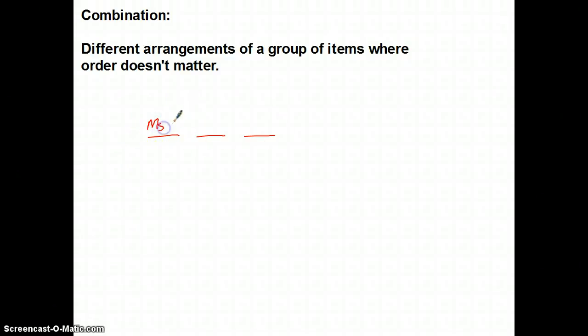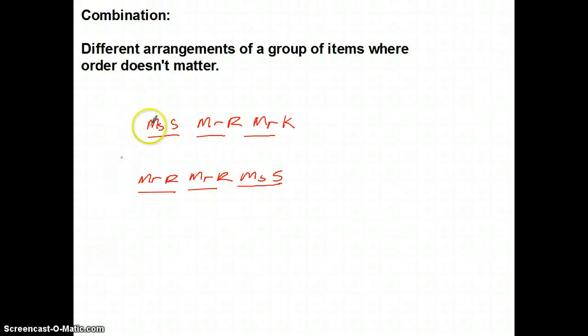If Miss S comes in first and Mr. R comes in second, Mr. K comes in third, that order is no different than if Mr. R came in first, Mr. K came in second, and Miss S came in third. So a combination is just a group of items where the order doesn't matter. As long as you have the same elements within the group, these 2 orderings make no difference.